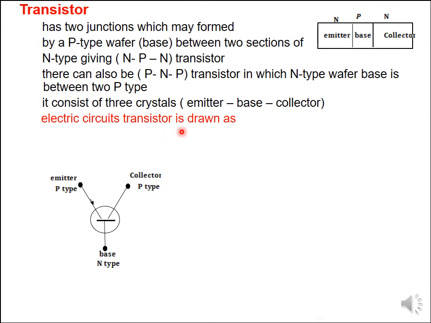In electric circuits, the transistor is drawn like this. Here is the base, which is N-type and is called the wafer. Then I have the collector, P-type, and the emitter, P-type. The base produces a very small current due to its very few impurities, and it is very thin, a few microns thickness. The arrow on the emitter indicates the direction of conventional current, which goes from the P-type to the N-type.